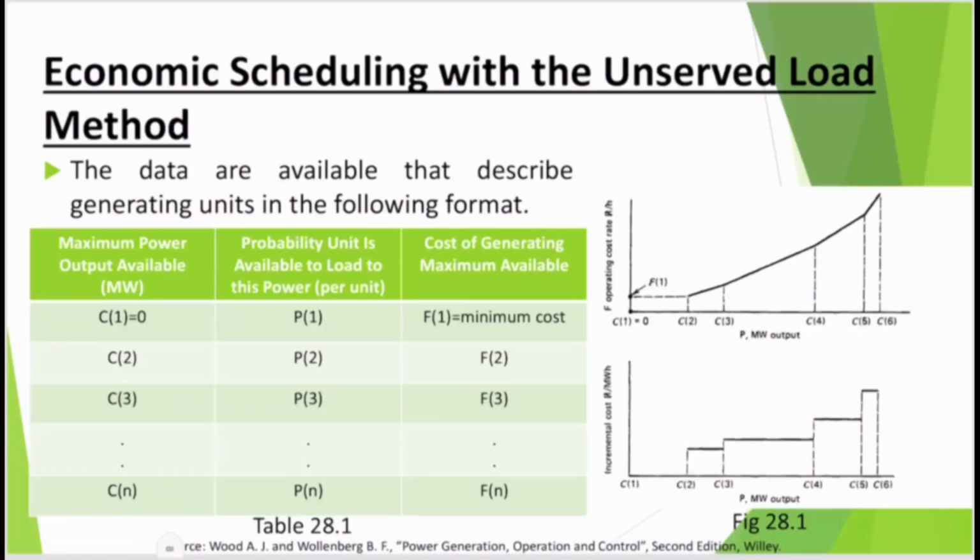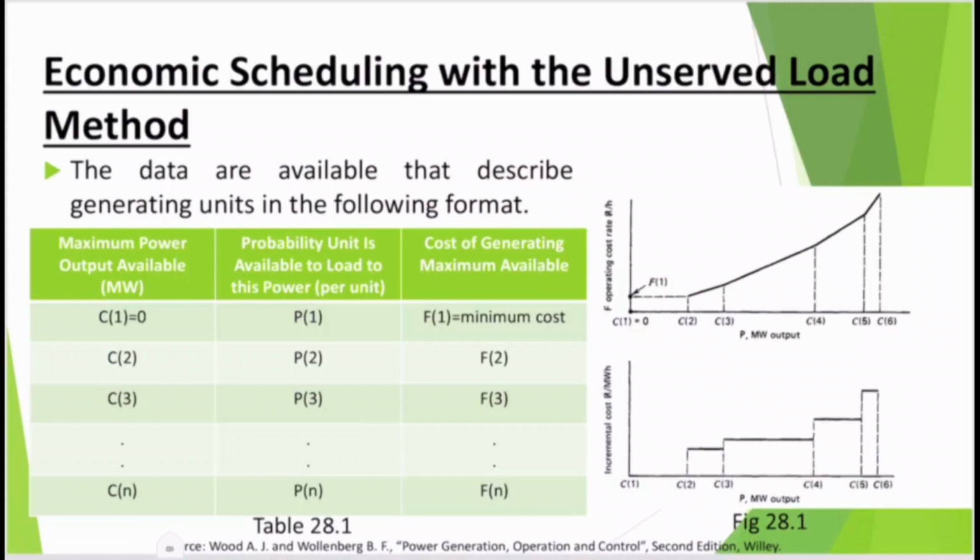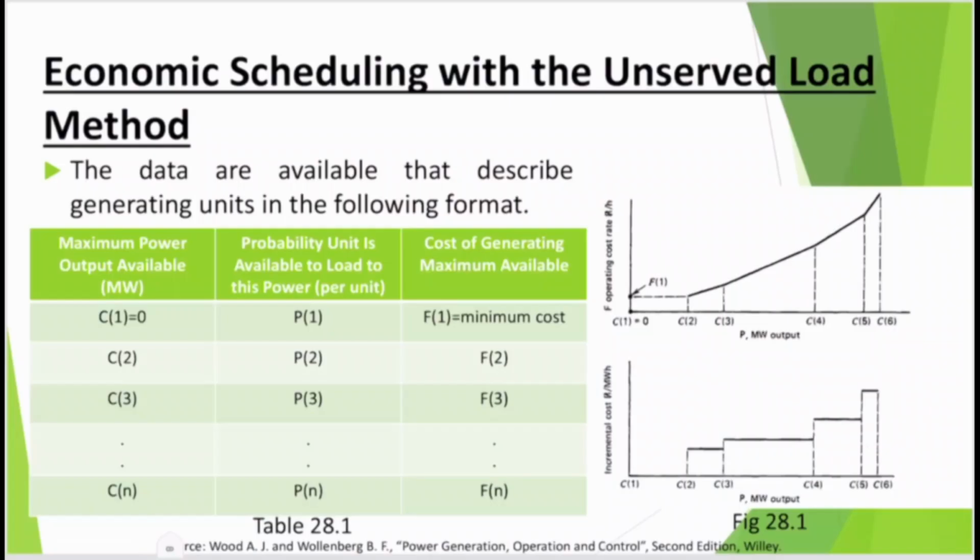Now let us all concentrate on the following figure 28.1. The data available that describes a generating unit is in the following format, where we define the maximum power output available in megawatt, and then the probability that the unit is available to load to this power. Say there is a unit of capacity 20 to 100 megawatt, and what is the probability that the unit is available to me to meet that load at that particular hour, and hence the cost of generating the maximum available.